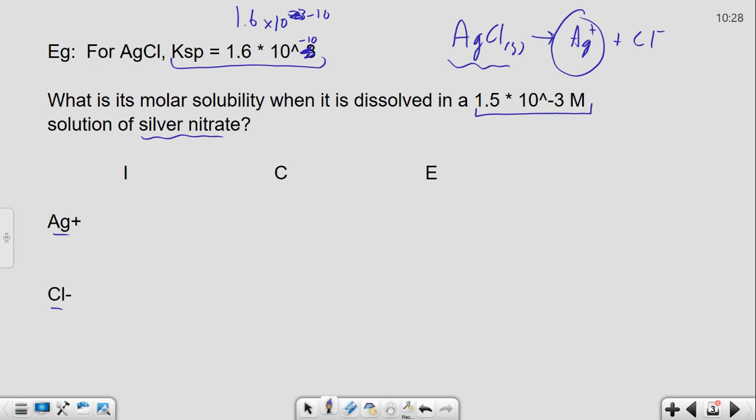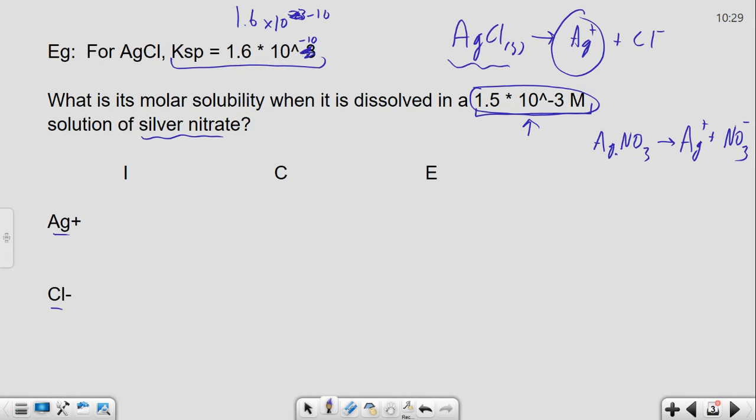But the only difference here is I'm not starting at 0 for all my reactants, right? I've already got this much silver from the silver nitrate. If you take a look at silver nitrate, it's just AgNO3. So you should double check this, because if this was like Ag2NO3 or something, then you might have to look at the mole ratio to change how much of that's actually in it. But it's a straight up 1-to-1, which is really nice, makes things easy.